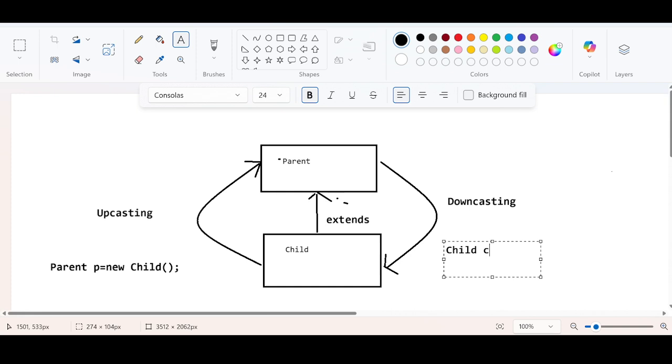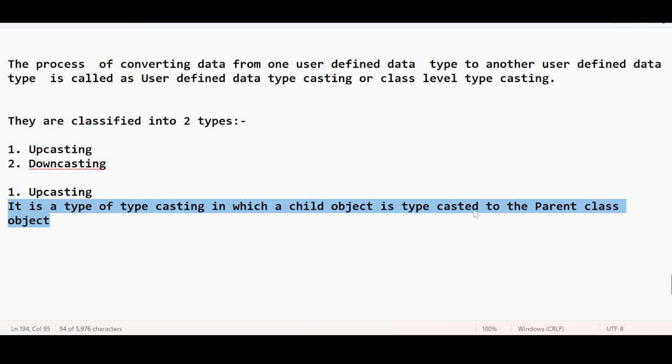But ideally in Java, downcasting is not possible. We will understand why it is not possible in Java. Before understanding this, we have to understand the process of upcasting. Simply, I can put it like this: this is a type of typecasting where the child object is typecasted to the parent class object. So this is what I was saying.